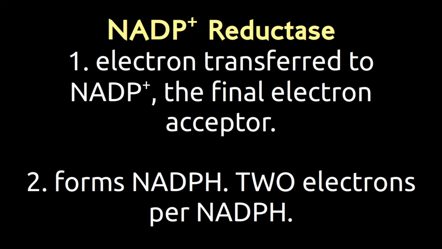Any questions on the electron transport chain part? Yes, Ricky. Well, if it's only a single plus. No, you have NADP plus. You have two pluses, because there's one plus on here and one plus on the proton that you're adding. And so then you have a pair of electrons. Does that make sense?